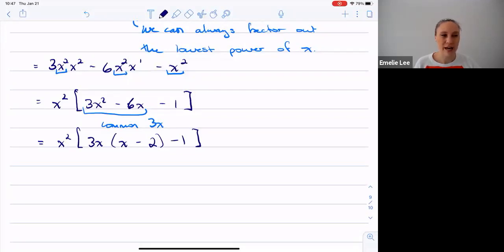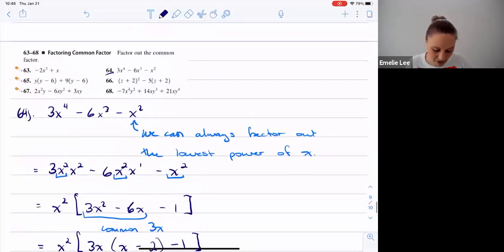There's nothing really nicer that I could do here, so I'm just going to leave it. But just extracting those common factors, give the rest of these a go. And then this is where we'll start.